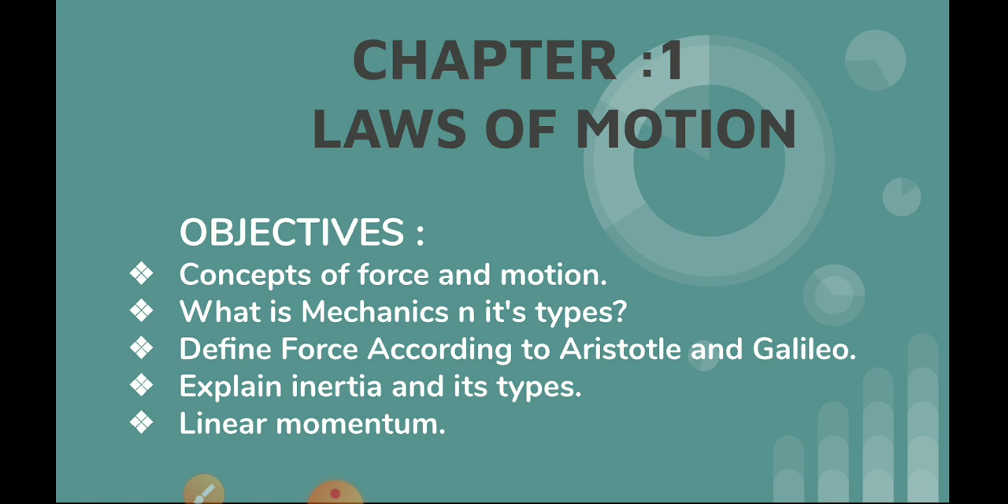Okay, before going to the lesson, first we'll have the objectives of this lesson. What are the topics we are going to see? The first thing is the concept of force and motion. The second is mechanics and its types. The third, definitions given by Aristotle and Galileo. The fourth one is inertia and its types, and the fifth one is linear momentum.